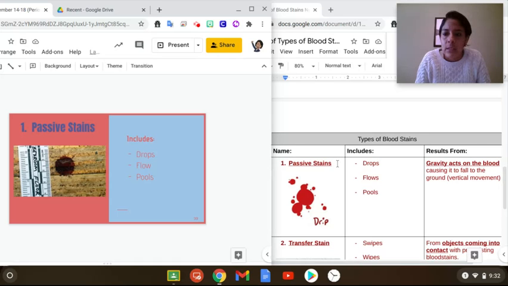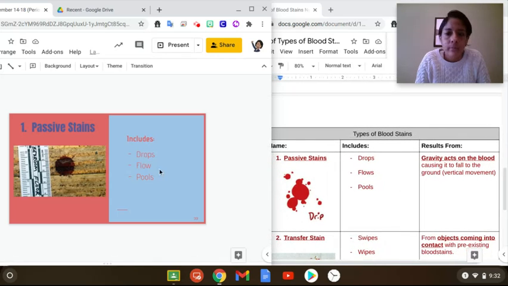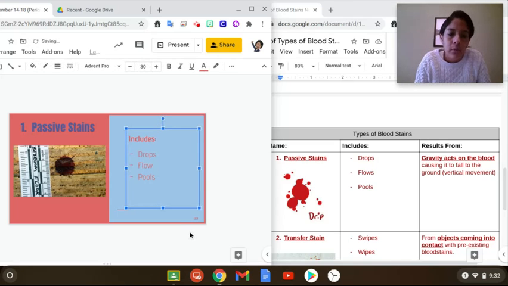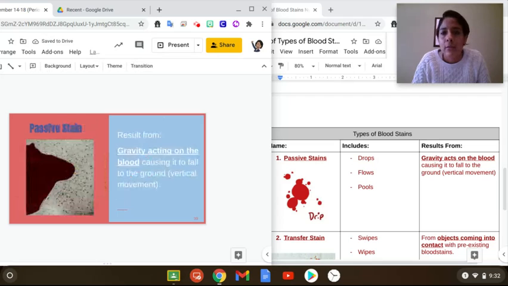As we can see here, for a passive stain, the blood is just falling towards the ground because gravity is acting on it. So it's a vertical movement from a higher elevation to a lower elevation, and the blood isn't being forced, it's just flowing naturally because of the injury. So again, this could be things like a bloody nose, it's just dropping down, or a cut that's just flowing out of wherever the injury occurred.